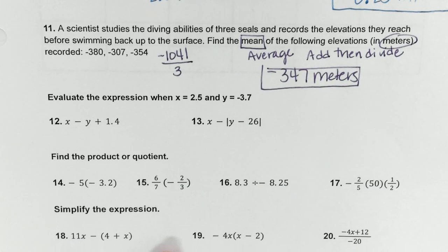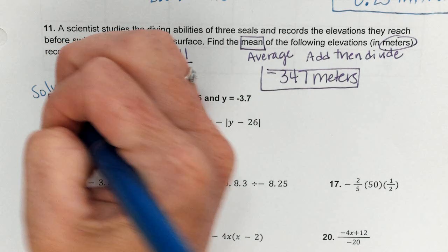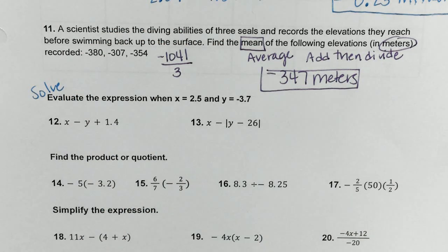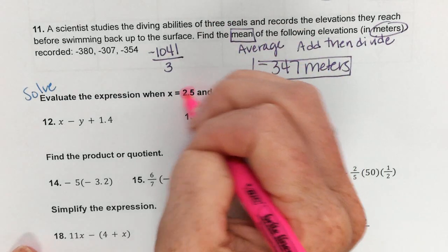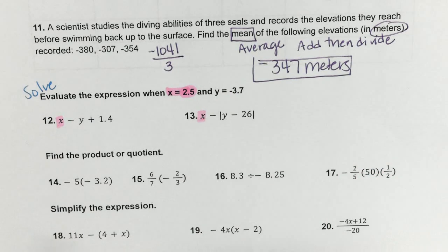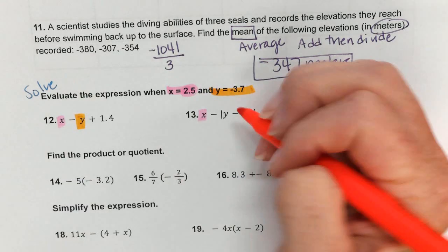All right, evaluate. Evaluate means solve. So you're going to solve these expressions, and they're going to give you the value of x and y. I like to use highlighters, so anytime I see an x, I'm going to put a 2.5. So here's an x, here's an x. Anytime I see a y, I'm going to put a negative 3.7.